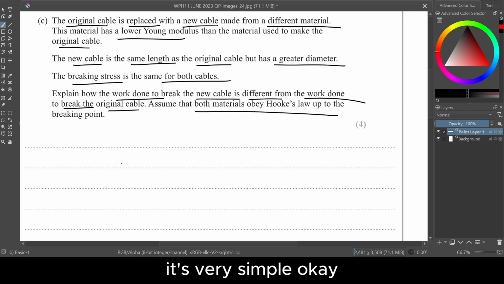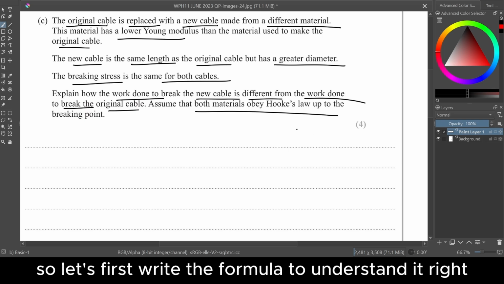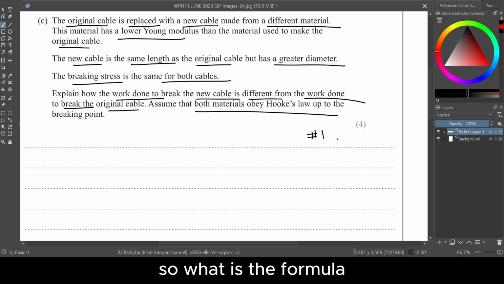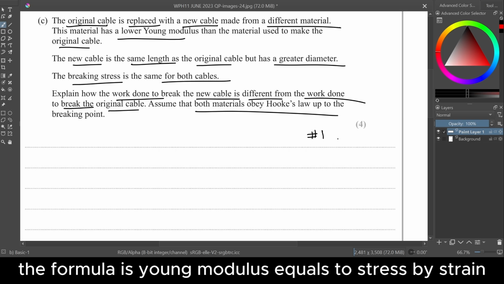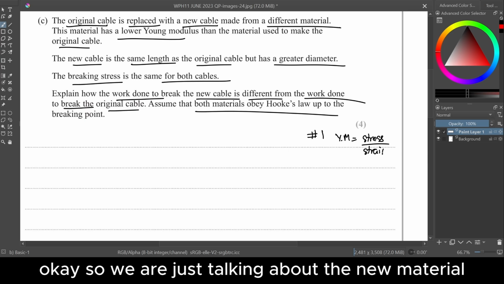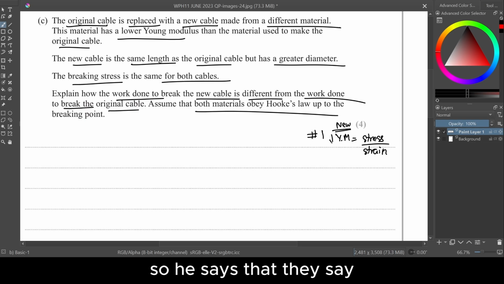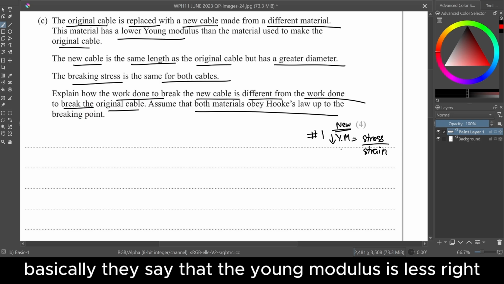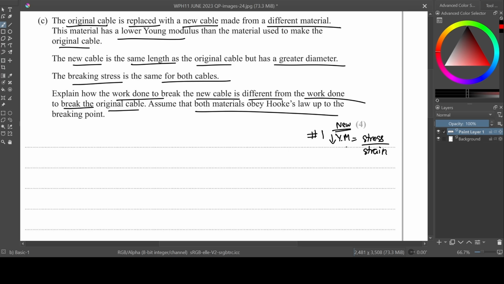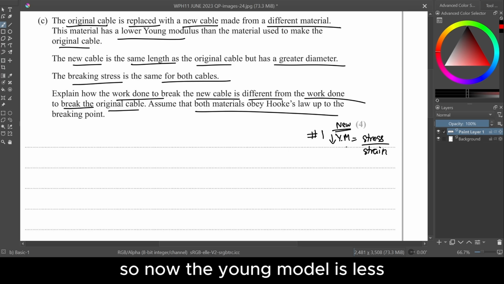It's very simple. Let's do it step by step. Let's first write the formula to understand it. So first step, write formula. What is the formula? The formula is Young modulus equals stress by strain. We're just talking about the new material, only the new material. They say that the Young modulus is less. So now the Young modulus is less.